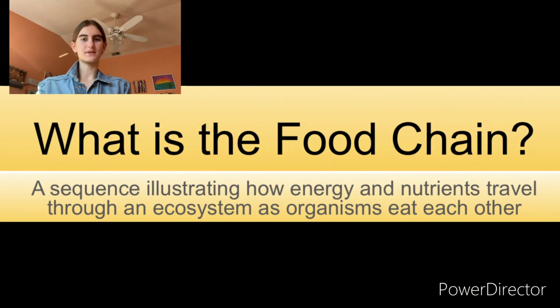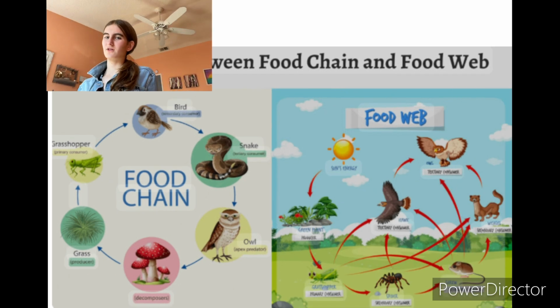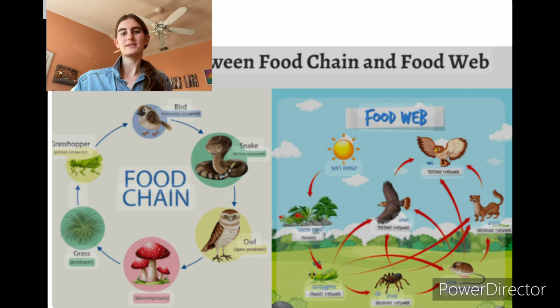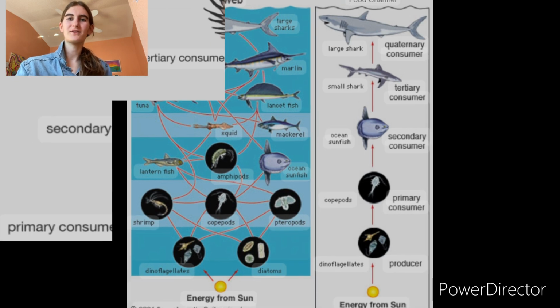A food chain is a sequence illustrating how energy and nutrients move throughout an ecosystem by organisms eating each other. There are two different ways through which the processes are shown. The food chain just shows which animal eats which animal, but the food web shows all the animals who eat each other in the entire ecosystem. The food chain and the food web apply to all ecosystems, including the ocean.